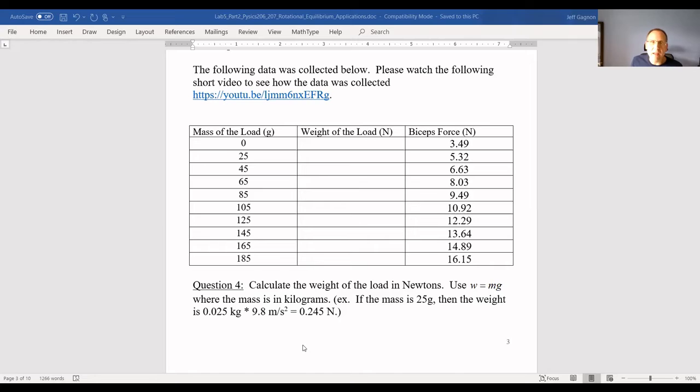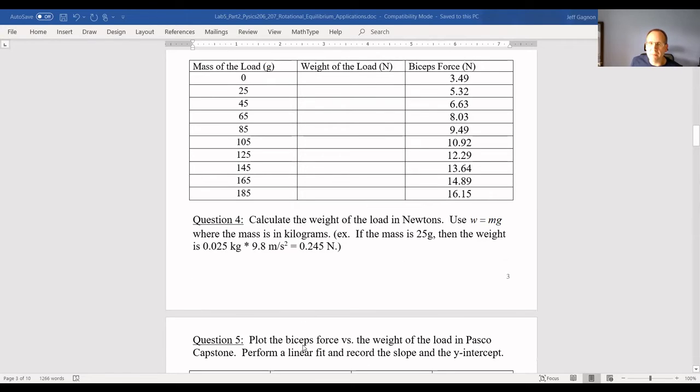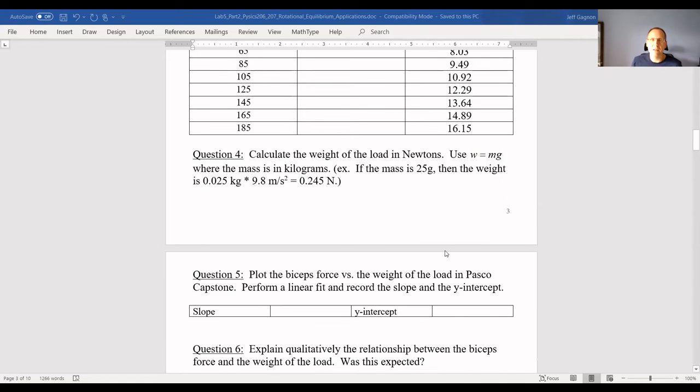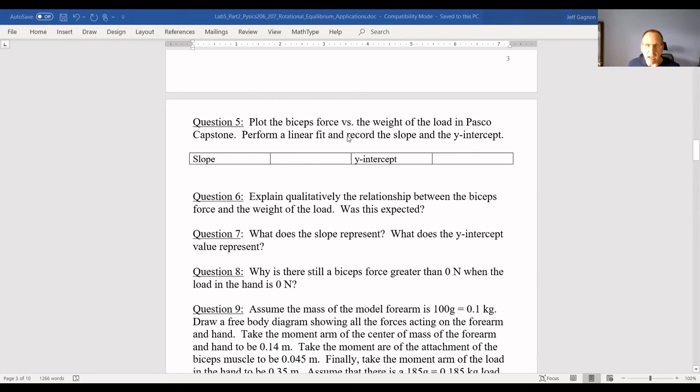All right, once you have that, this is question 5, you're going to do a plot. So in Capstone, you're going to plot weight of the load on the x-axis. So this is x, and biceps force on the y. Right. So remember, we just derived that equation, which gave the biceps force in terms of the weight of the load. Like the weight of the load was x, the input, and the biceps force was the output. Right. So we're going to do that plot. Once you do that graph, make sure you include it in your lab report. I want you to perform a linear fit, and then record the slope and the y-intercept.